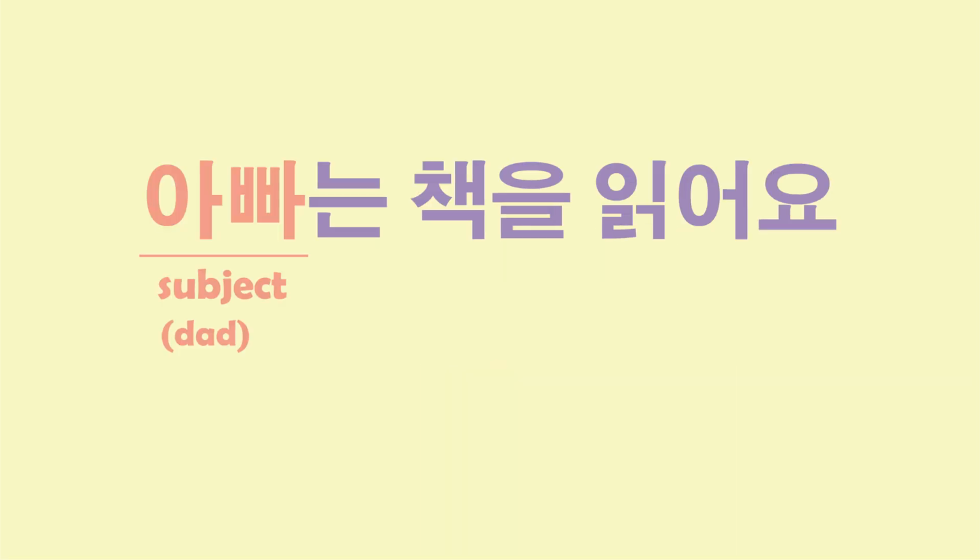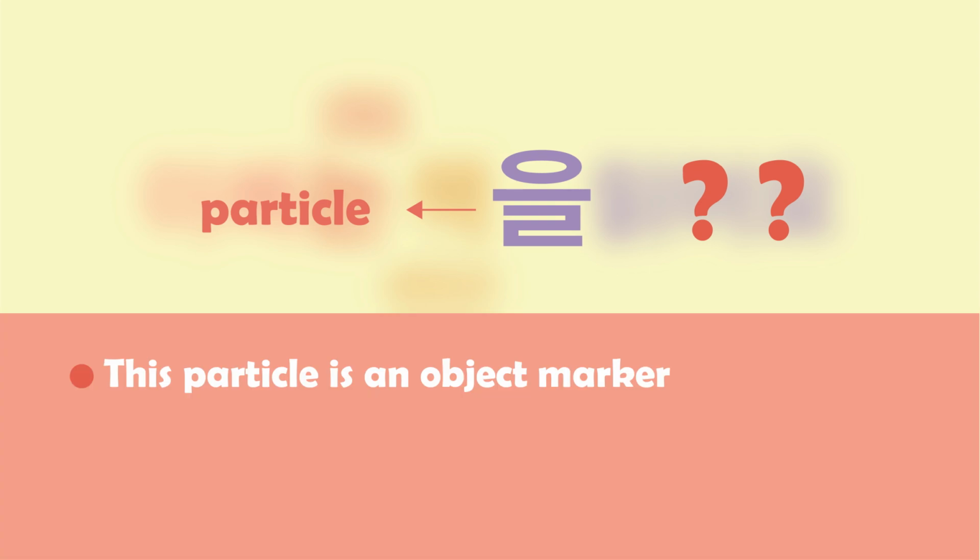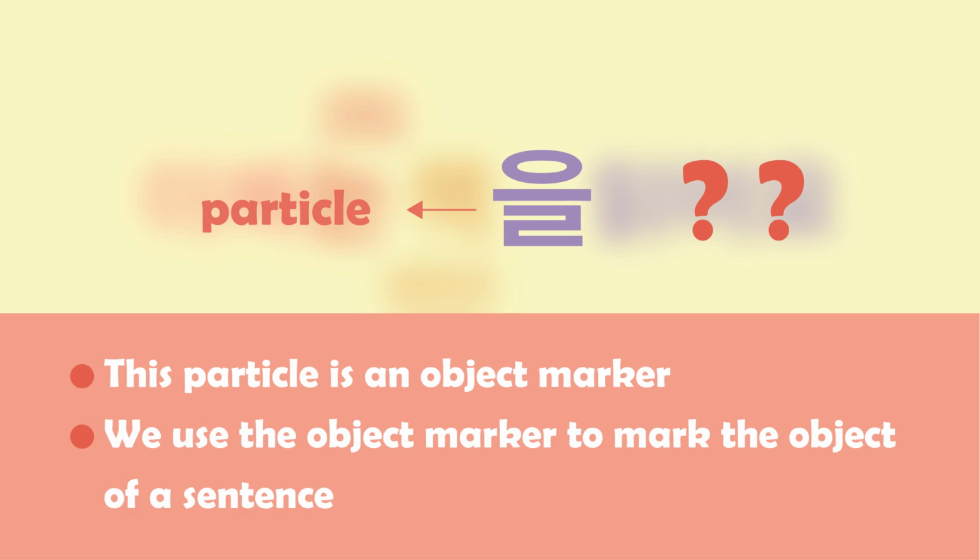아빠 is the subject of the sentence, and it means dad. As I said, 는 is a subject marker. Okay, next part is 책. 책 means book, and it is the object of the sentence. But what is 을? 을 is also a particle. This particle is an object marker. We use the object marker to mark the object of a sentence.